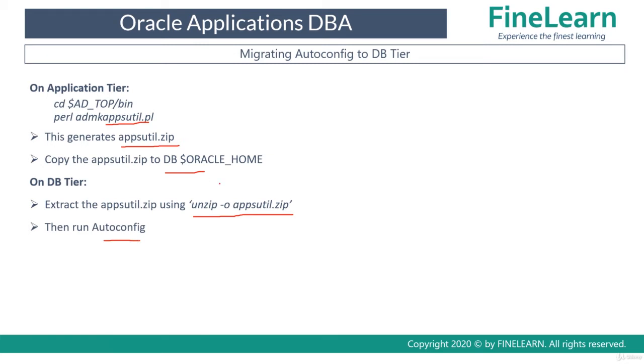Remember, if you are using a multi-node system, that is, DB tier running on one node and application tier running on another node, then make sure that you are able to copy or transfer the file appsutil.zip from the application tier to DB tier.